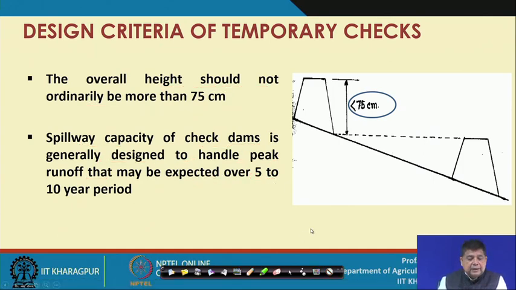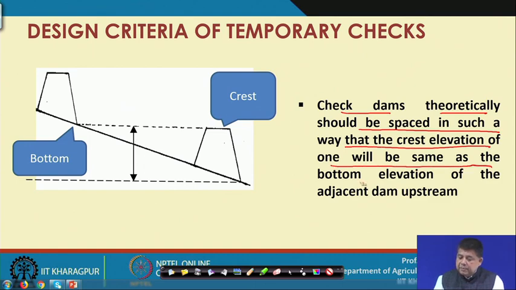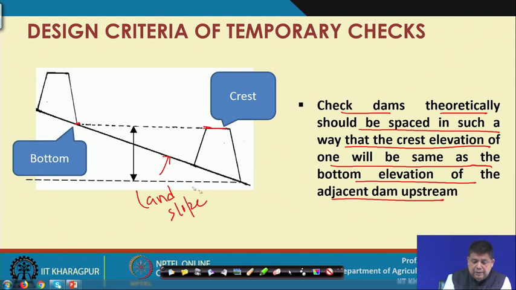The next condition deals with the spacing between the temporary checks. Check dams theoretically should be spaced in such a way that the crest elevation of one will be the same as the bottom elevation of the adjacent dam upstream. So, this is the top, this is the bottom. They should be aligned in such a way that this bottom matches with the crest here, and obviously the distance will depend on the land slope. Basically, the land slope will govern the spacing.